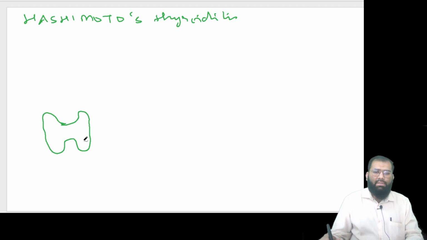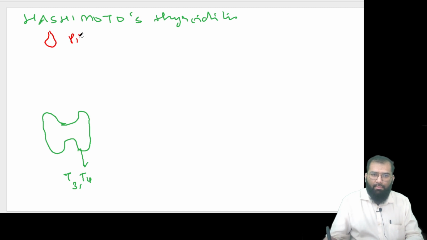Now thyroid secretes T3, T4. Remember T3 and T4, that is thyroxine hormone T4. Now very important, TSH is not the hormone of thyroid gland. So who secretes TSH? There is a special gland which is called pituitary. Pituitary secretes TSH. So TSH stimulates thyroid gland to release T3 and T4.